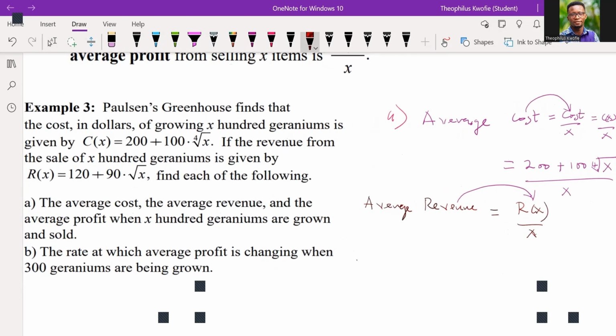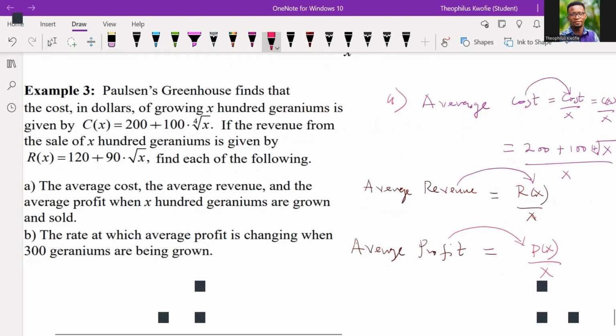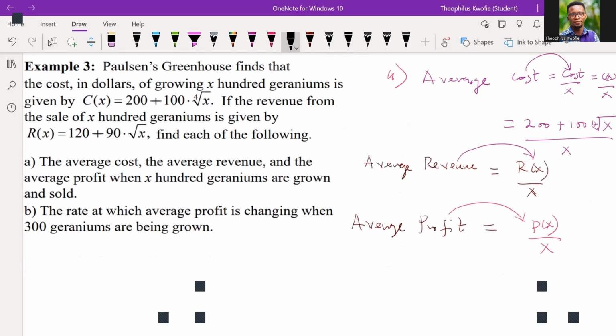So if I ask to find the average profit, the average profit would just be profit over x. Good. So now we know, what is profit? Profit is always equal to your revenue minus your cost. We know that from economics or accounting: our profit will always be our revenue minus our cost, right?